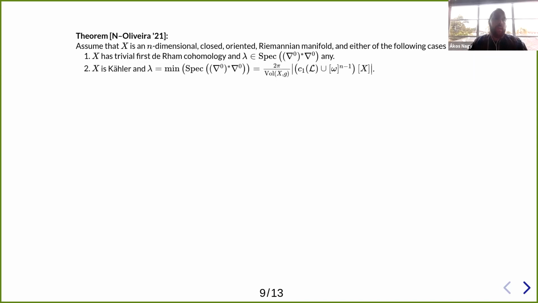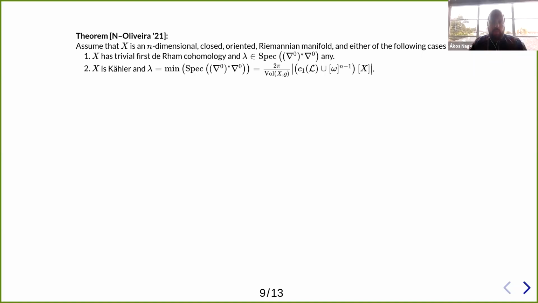So assume now that X is an n-dimensional closed oriented Riemannian manifold, and either of the following cases hold. Either I want X to have trivial first de Rham cohomology, which is equivalent to there not being harmonic vector fields. And your eigenvalue lambda can be any; pick your favorite, and there will be a bifurcation there. Or you can have a Kähler manifold, but then lambda has to be the smallest eigenvalue. And this formula I had on the very right is just telling you that you can actually compute it. It's again coming from a Weitzenböck formula. You don't have to think about that if you don't want to.